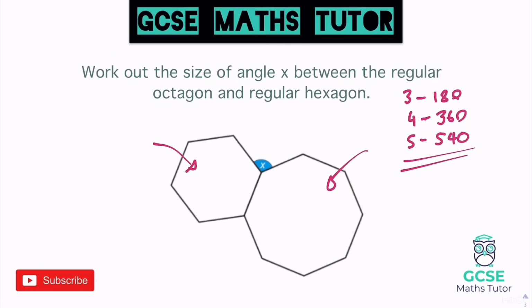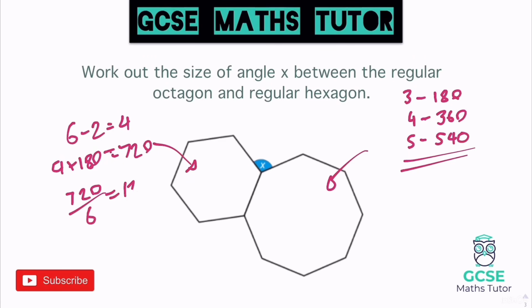So for 6 sides in a hexagon, we take away 2, so 6 take away 2, which is 4, and then 4 times 180 tells us the total amount of, oh, that should be a times sign, let's change that. 4 times 180 gives us the total amount of angles in a hexagon, which is 720. So all the angles inside a hexagon equal 720, and there are 6 equal angles in there. So if we divide that by 6, 720 divided by 6 gives us 120 degrees. So all of these angles in the hexagon are 120.